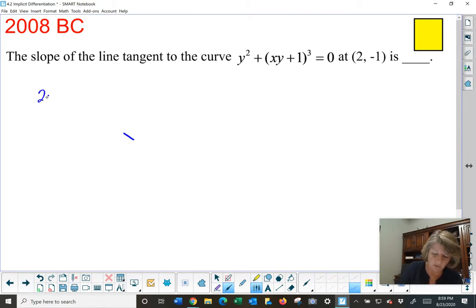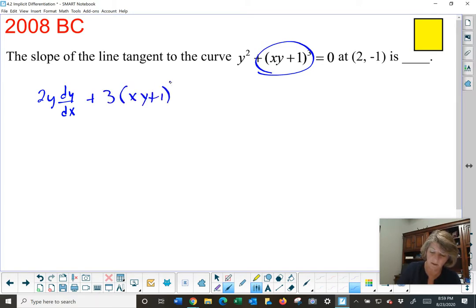I'm going to go 2y dy dx. The next one is a chain rule. Power first, because it's the outer function. So a power of 3 drops to a power of 2. Chain off, now I take the derivative of the inside piece. I hit a product rule, don't I?